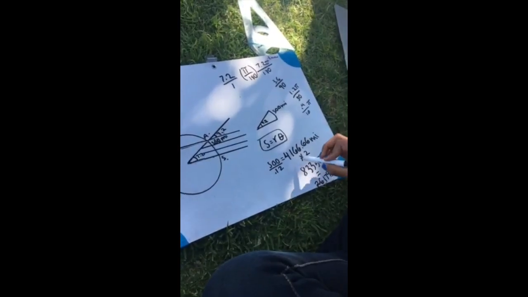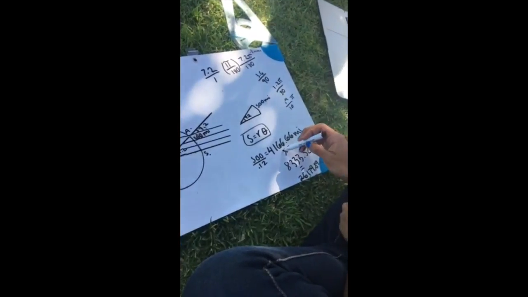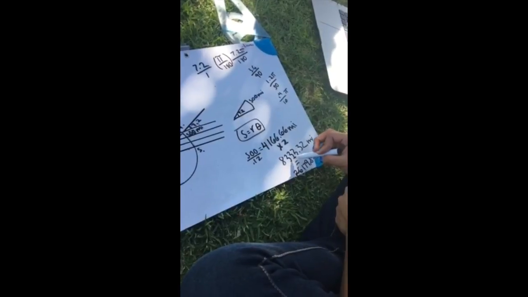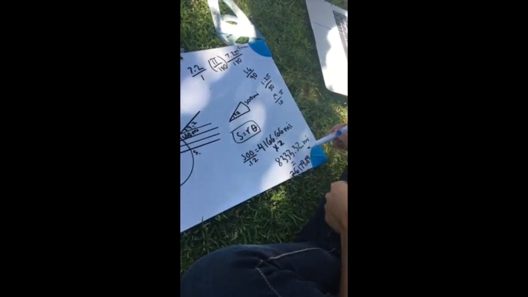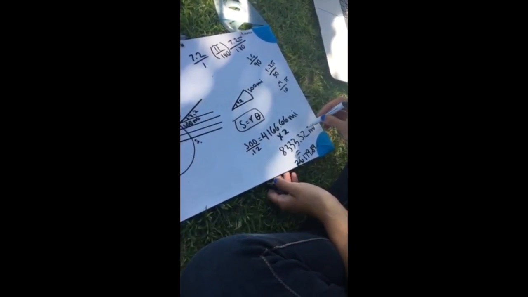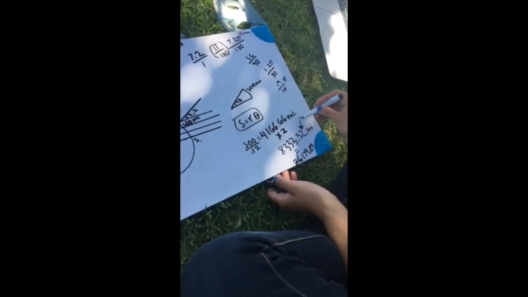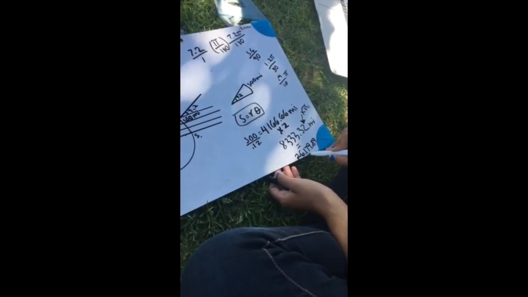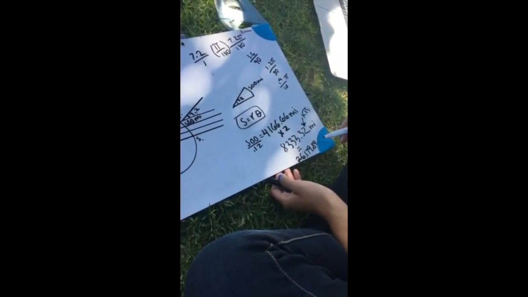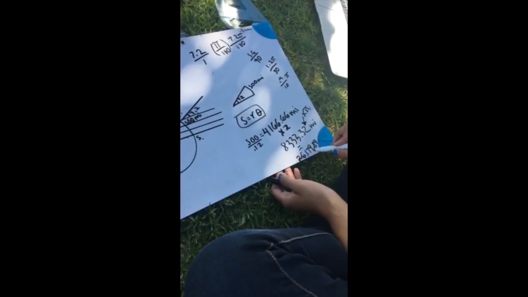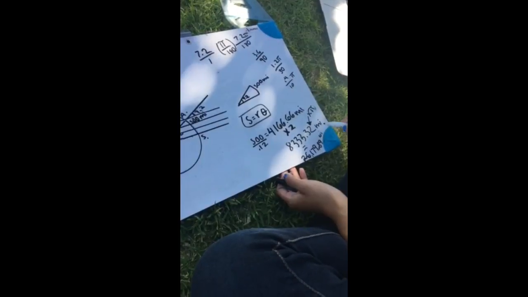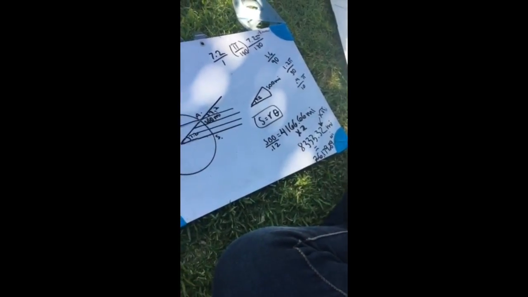Okay, now that we have the radius, we have to multiply it by 2, and this gives us 8,333.32 miles. Now we have to multiply this by pi, and this gives us 26,179.89 miles, and that's the circumference of Earth.